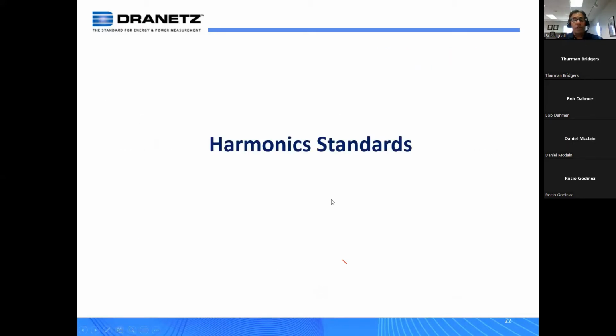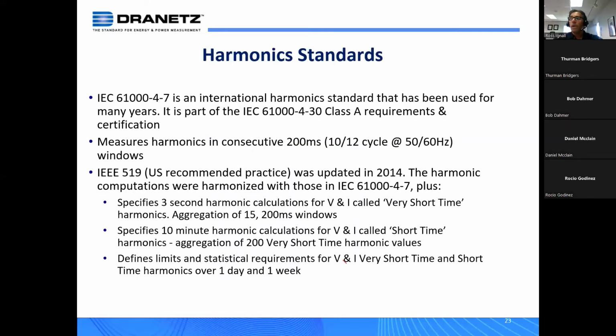All right, so let's change gears here and talk about the harmonic standards, both what exists today and some of the more recent changes in the last couple of years and where things are going tomorrow. When we talk about harmonic standards, really the benchmark in the industry is IEC 61000-4-7. It's an international harmonic standard that's been used for years. Dranetz has been applying it in our products since the early or mid 2000s when this became prevalent.